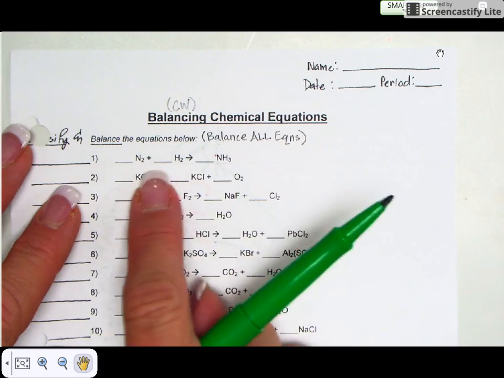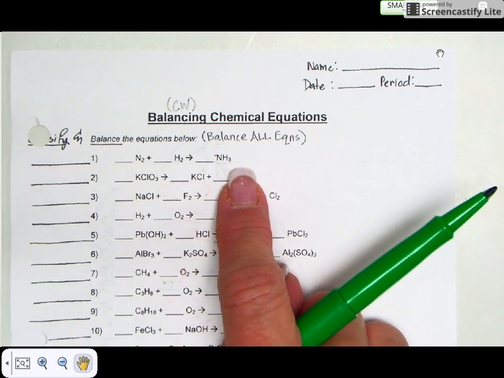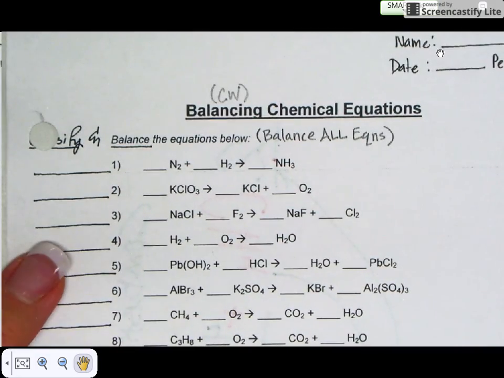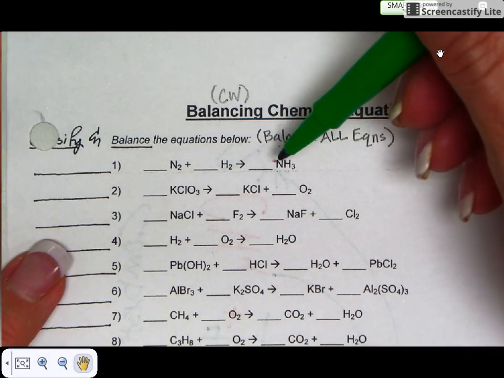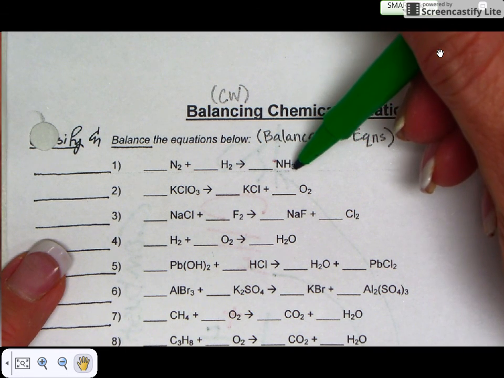All right, now in class today, these are not all combustions. So in class today, what I did is I said, okay, there's some little tricks I'm going to show you that I have found work for me and that are good starting places. And so in number 1, what I see here that's a good starting place is this odd number 3.